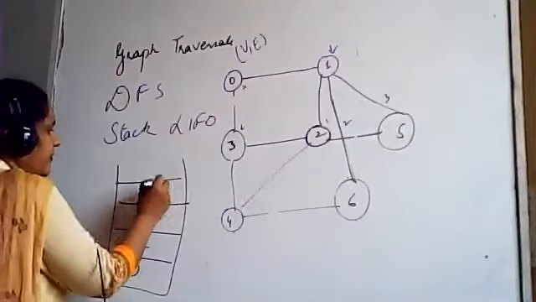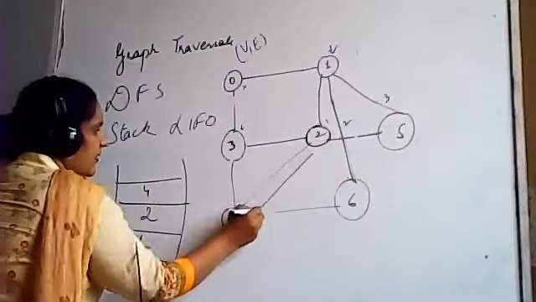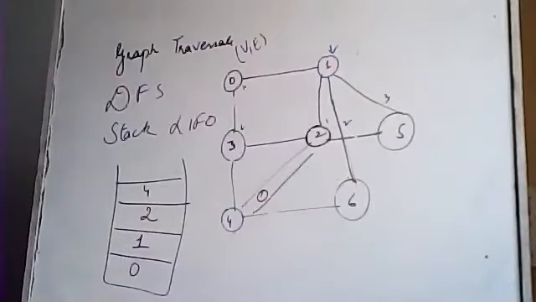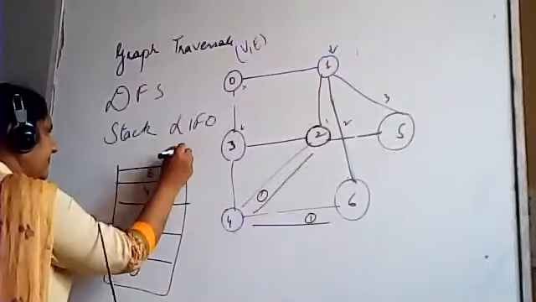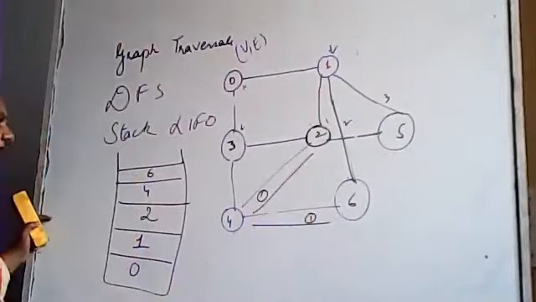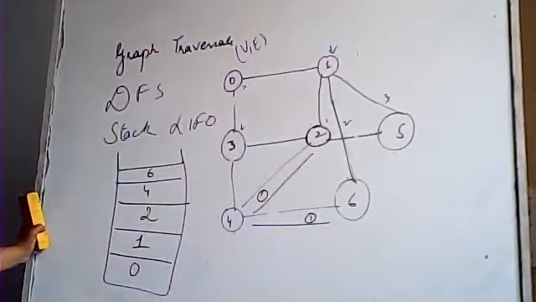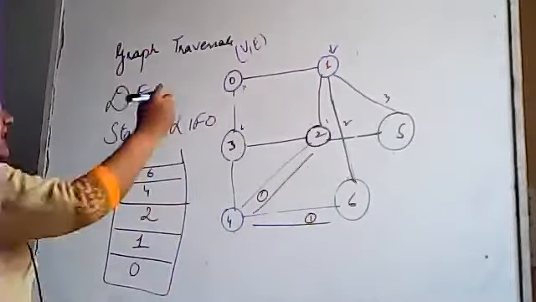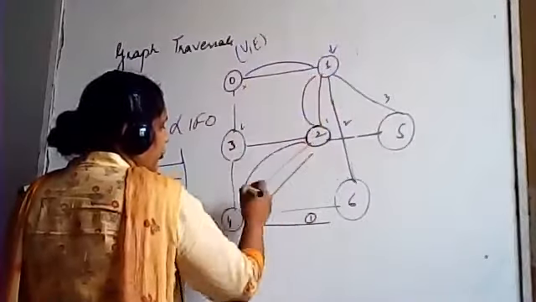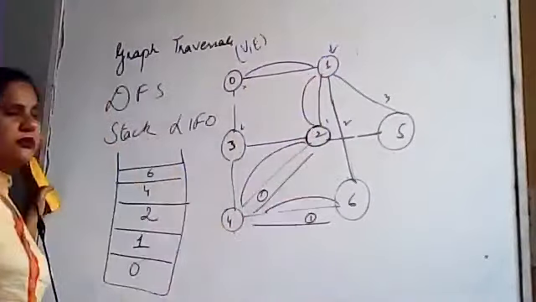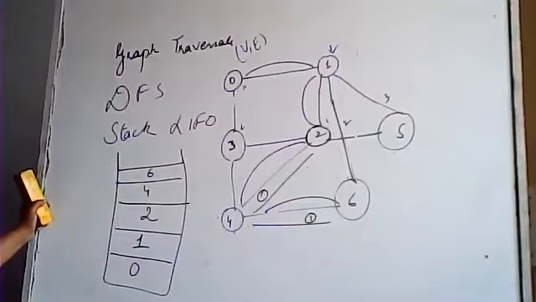So put 4. 2 is connected to 4, right? Next, where is the adjacent node of 4? 6. So you will push 6. As you can see in the graph, there are 6 nodes, but how many vertices have we visited? We are going from 0 to 1, from 1 to 2, 2 to 4, and 4 to 6. This is the way we are traveling the graph till the last node, right?